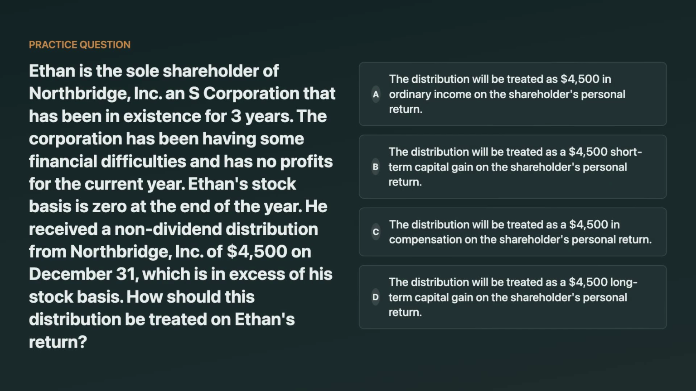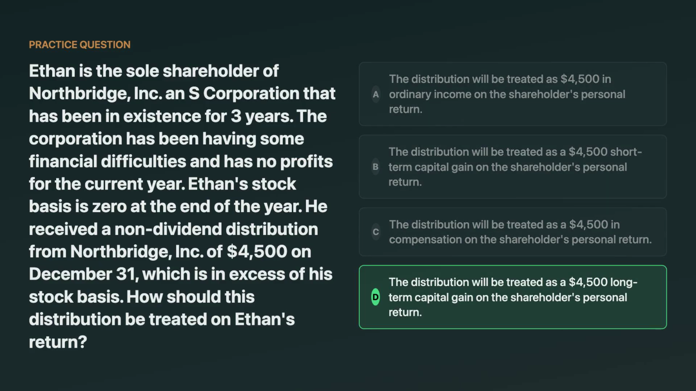Ethan is the sole shareholder of an S corporation that has no profits this year. His stock basis is 0 at year-end. On December 31st, he receives a non-dividend distribution of $4,500, which is more than his basis. How is this treated on Ethan's return? The options include ordinary income, short-term capital gain, compensation, or long-term capital gain. Think about it.